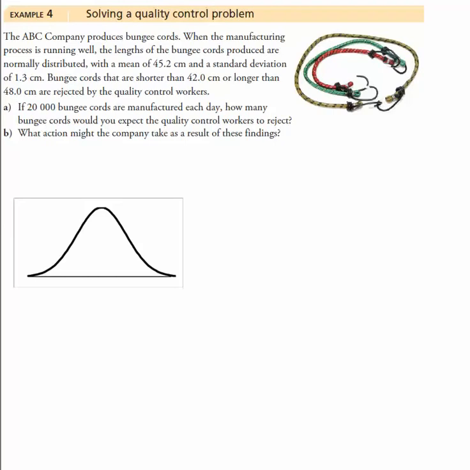Okay, in this example, we'll continue what we've learned so far about z-scores and percentages. The ABC company produces bungee cords, and when everything's running well, the length of bungee cords are normally distributed. They have a mean length of 45.2 centimeters. So if you look here, that's our mean length of a bungee cord. There's a standard deviation of 1.3 centimeters.